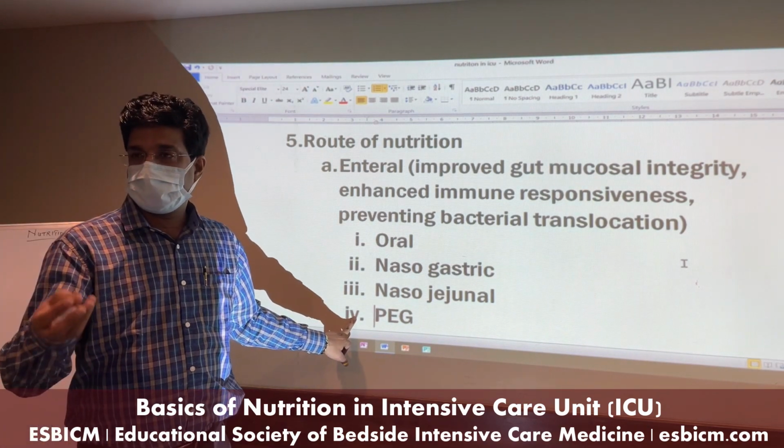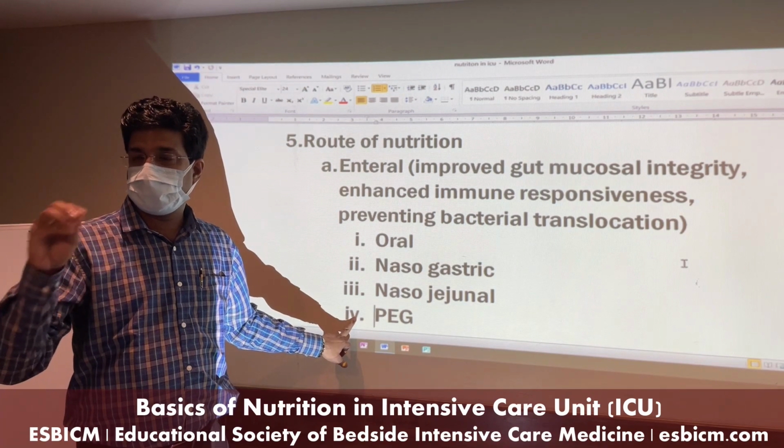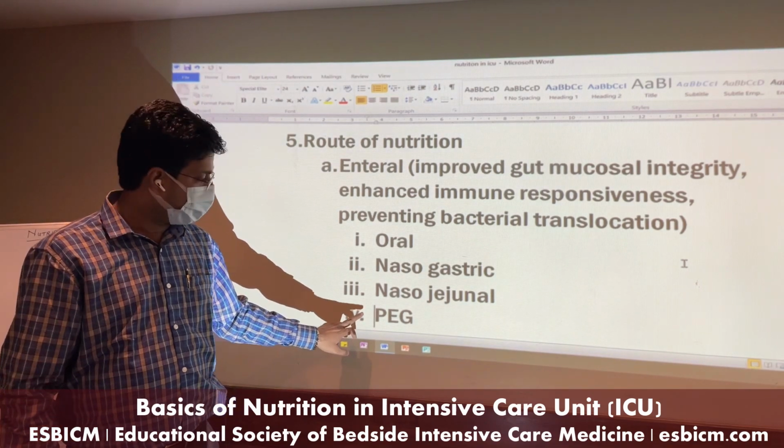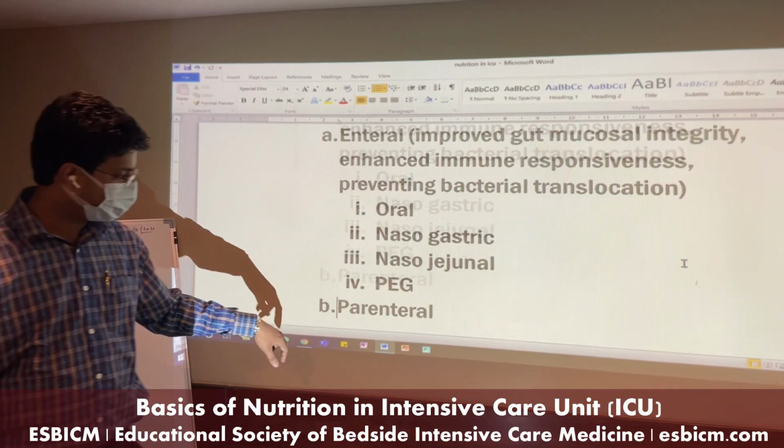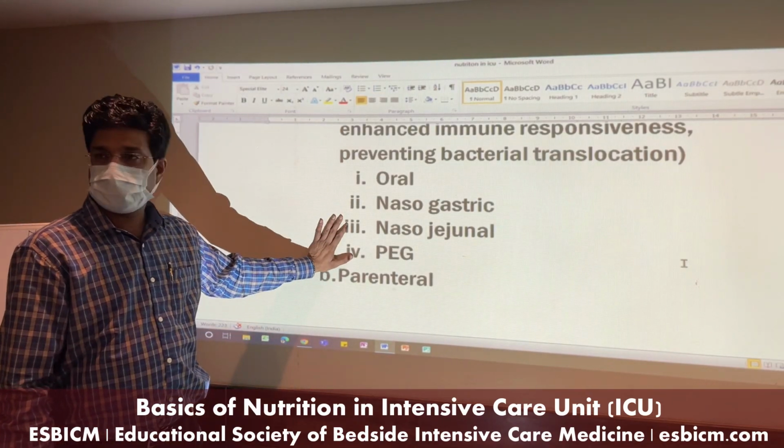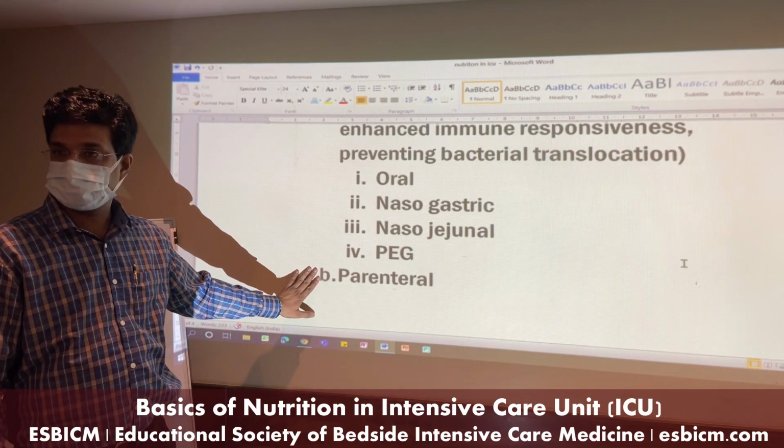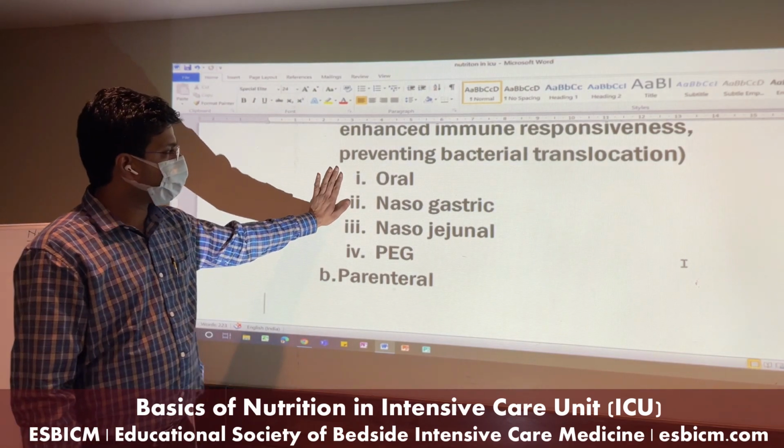Then you have PEG feeds for bedridden patients. If you feel that this patient is going to have this sort of feeding for more than 4 weeks, then you should shift to PEG feed. And if this is not possible, we will come to parenteral.